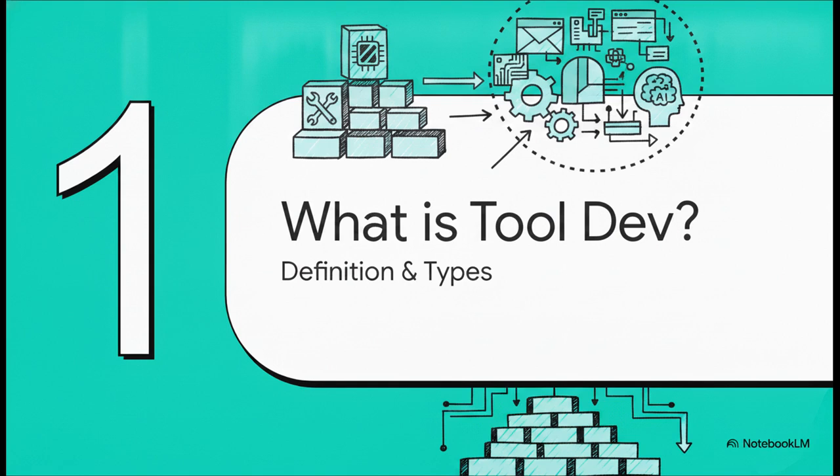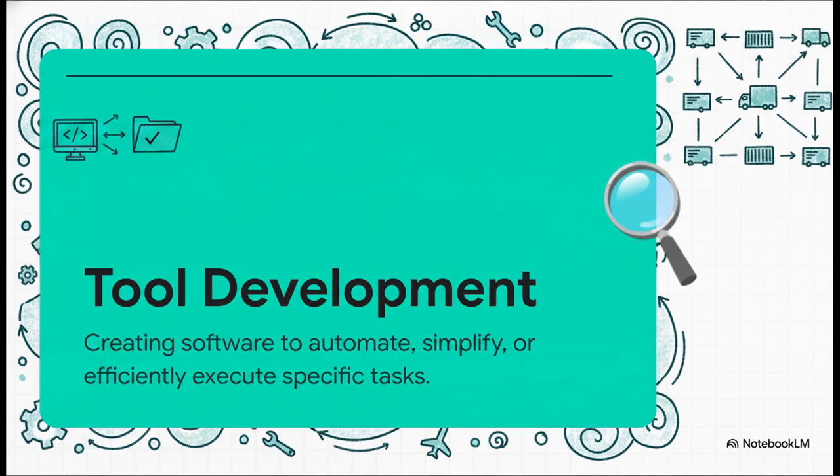So, Section 1, what is tool development? Let's look at the definition and the types. So what are we really talking about here? At its core, tool development is all about creating software, apps, or little utilities that are specifically designed to automate, simplify, or just efficiently execute a particular task. And this is a massive spectrum, right? I mean, we're talking about everything from a tiny little 10-line script sitting on your laptop that just renames files, all the way up to these massive, incredibly complex enterprise systems managing global logistics.